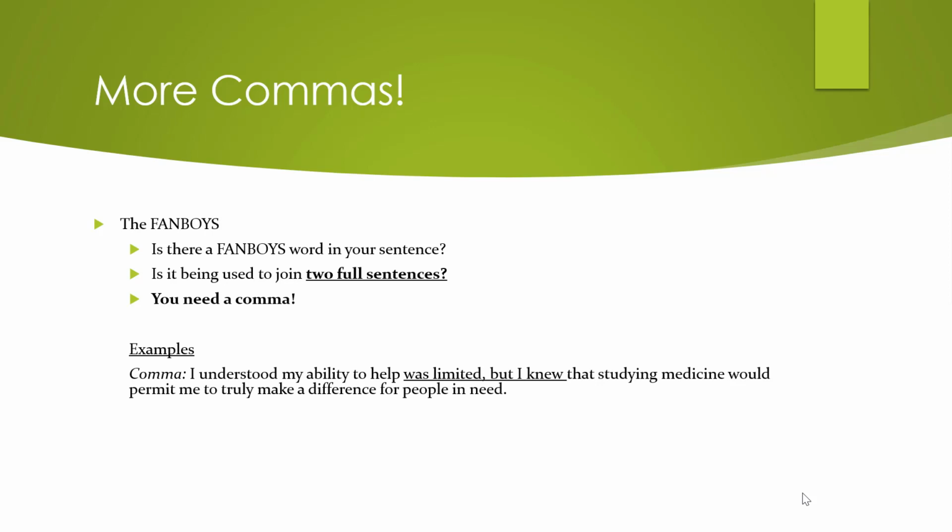"I understood my ability to help was limited," comma, FANBOYS word, "but I knew that studying medicine would permit me to truly make a difference for people in need." So you can see we have two full sentences. The first sentence is "I understood my ability to help was limited." That could be on its own and end with a period. And then the second sentence, "I knew that studying medicine would permit me to truly make a difference for people in need." That's also a full sentence that could stand on its own.